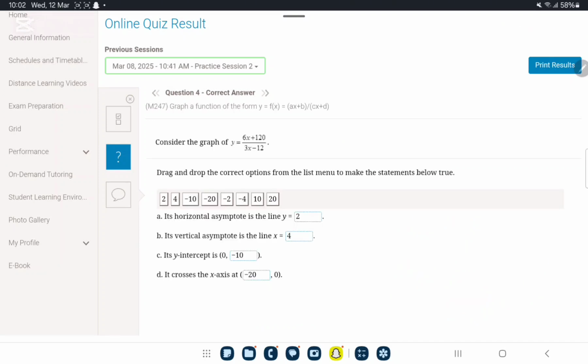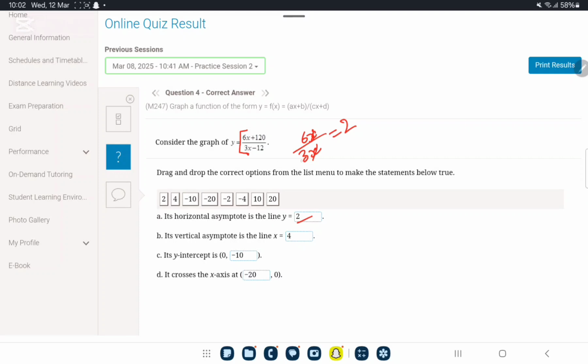Horizontal asymptote: you divide the x values. If there is no x in the numerator, then the horizontal asymptote is 0. Here it is 6x over 3x. The x is cancelled, and then 6 divided by 3 is 2.